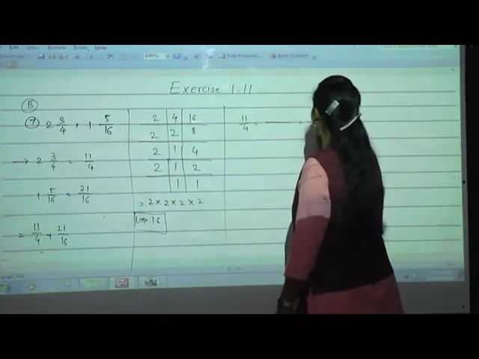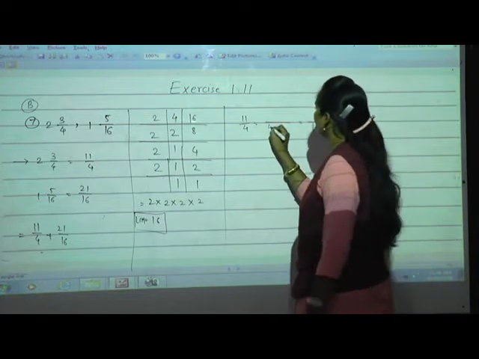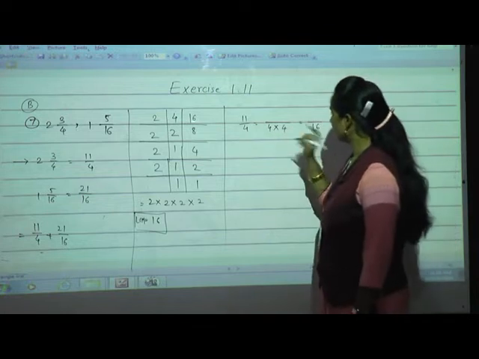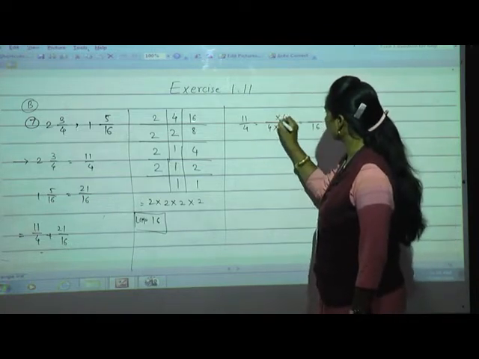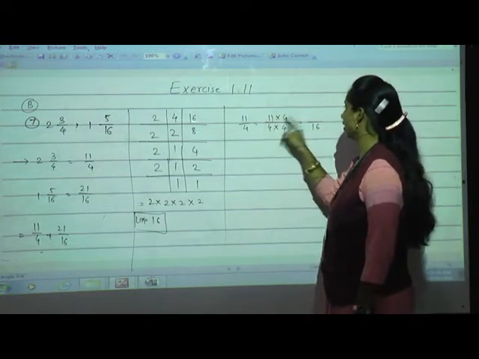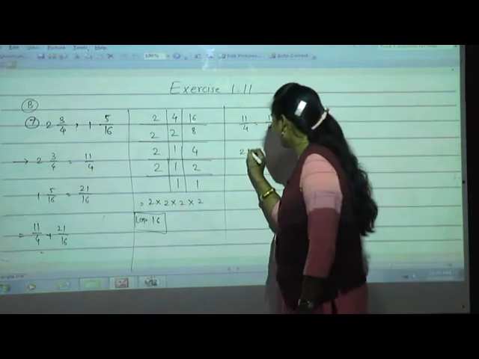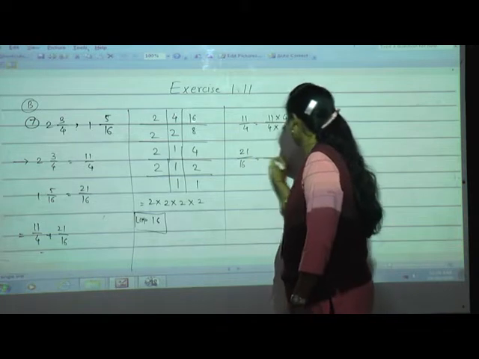The denominator should come 16. 4 4s are 16. So if we have taken 4 here, so take here also 4, and 11 as it is. 11 4s are 44. The next number 21 upon 16.